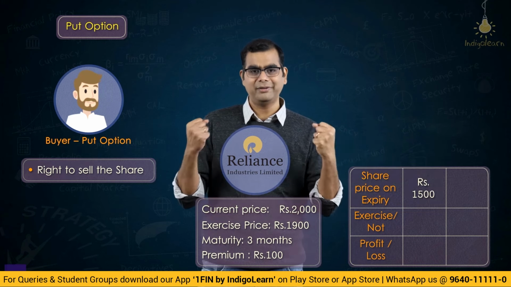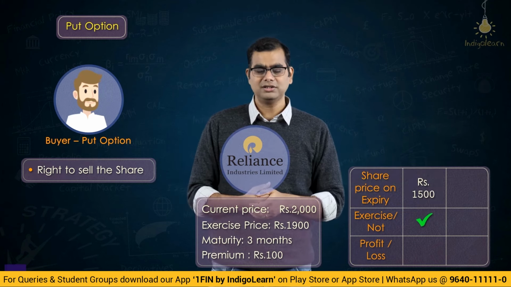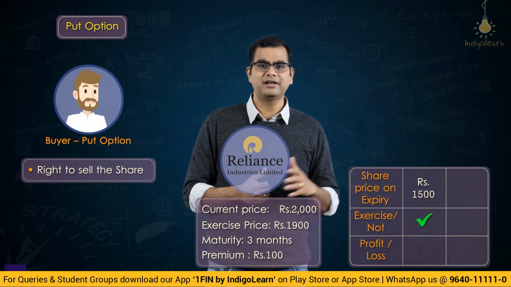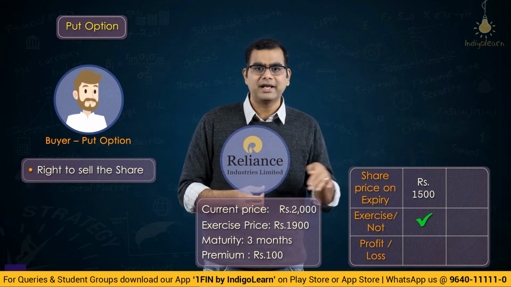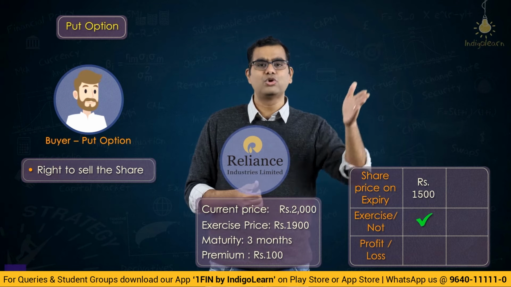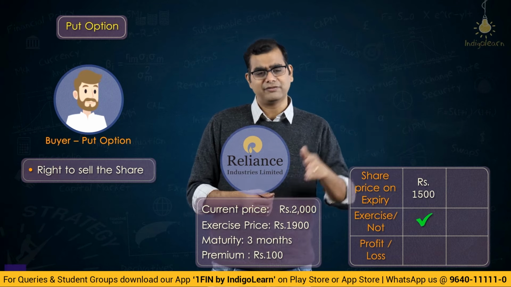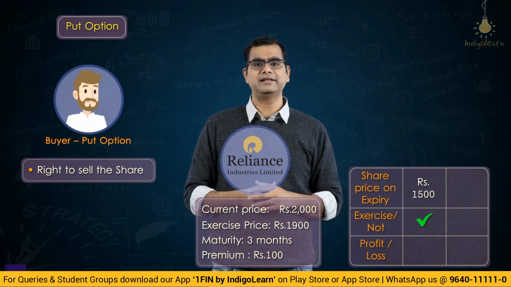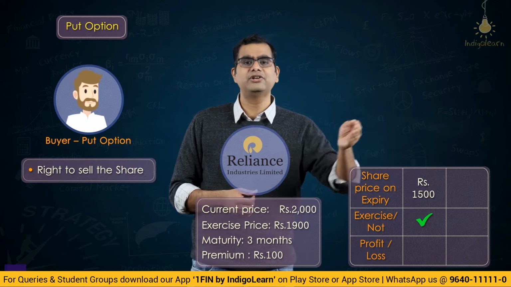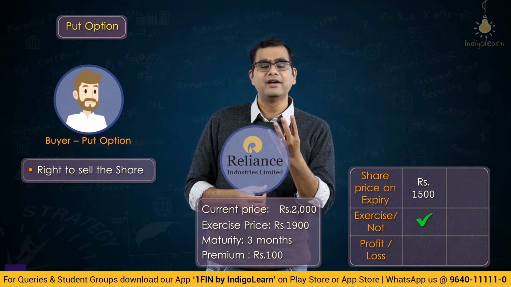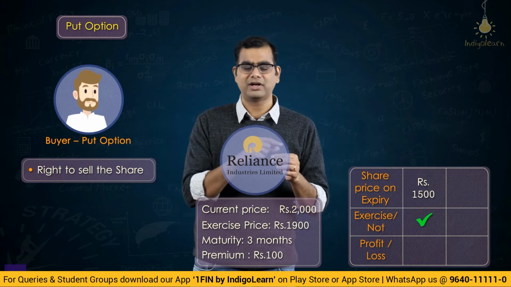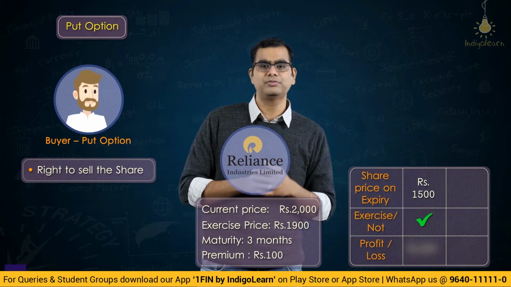You will say, I have made a killing because I have a right to sell at 1900. Today the market price is 1500. I will buy from the market at 1500 and sell off to this fellow at 1900. Whoever has sold me this put option is bound to buy from me at 1900, whereas I can buy from the market at 1500. So I will buy at 1500 and sell it to him at 1900. I have made 400 rupees profit. And of course, the initial 100 rupees premium I have paid, I will adjust. So I have made 300 rupees profit.